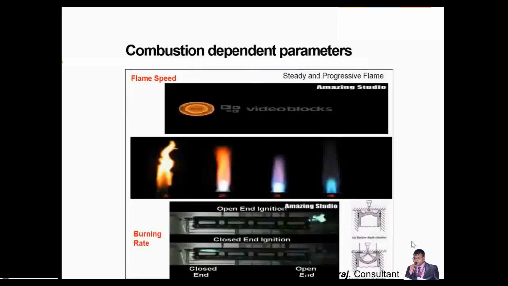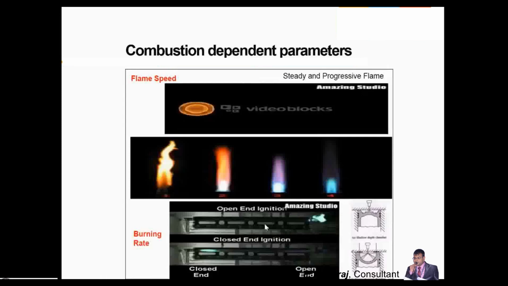So you can go for a shallow depth chamber, or you can go for a hemispherical shaped chamber. This is the hemispherical combustion chamber, this is the hollow. When you go for the hemispherical one, the flame you get goes this way, and at the closed end you get the burning rate. When you go for a shallow depth chamber design like this, you get the burning rate when it has the open end.